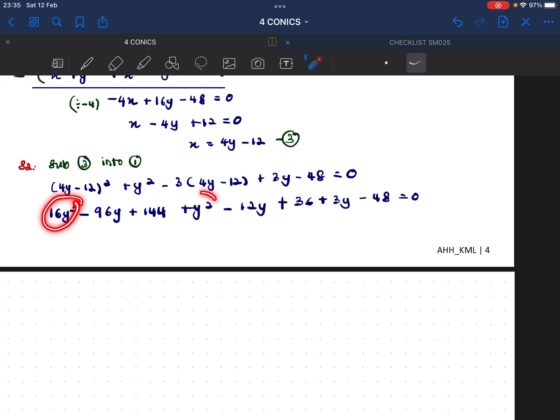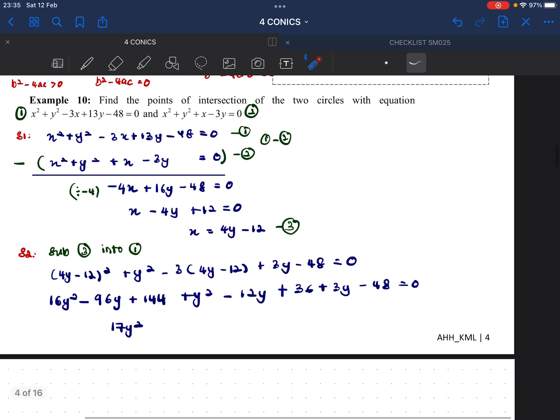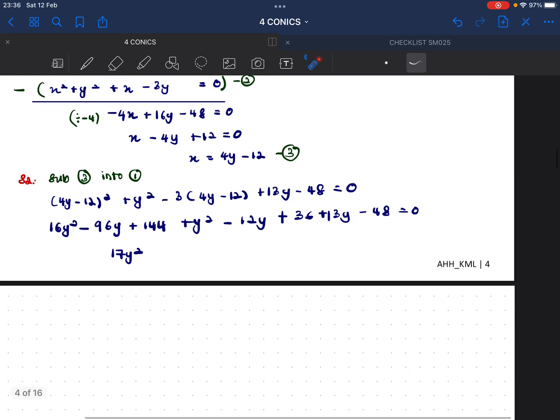We have 16y square plus y square, so that's going to be 17y square. Negative 96y minus 12y plus 3y, that's 13y, right? Yes, 13y. So negative 96y minus 12y plus 13y, we will get negative 95y. And lastly, 144 plus 36 minus 48, that's going to get us 132 equals 0. Please calculate this, make sure you get the right answer. If I made a mistake in calculating, you know what to do.